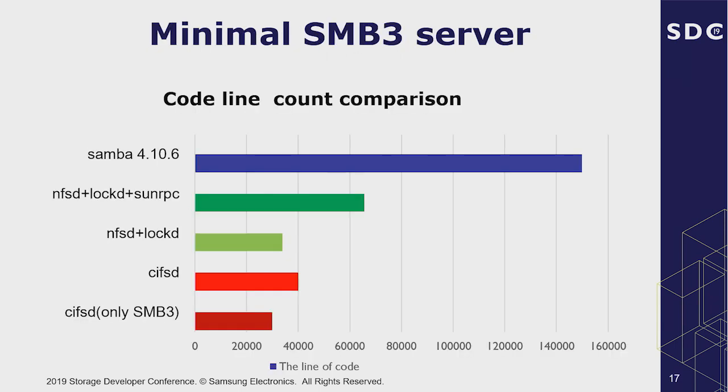The latest Samba source is over 150,000 lines of code. A kernel server should be a minimal function server. NFSD with SunRPC has 60,000 lines of code. Without SunRPC it is about 30,000 lines. CIFSD has 40,000 lines of code, and only the SMB server part of CIFSD has 30,000 lines. The CIFSD line count is similar to or less than NFSD.